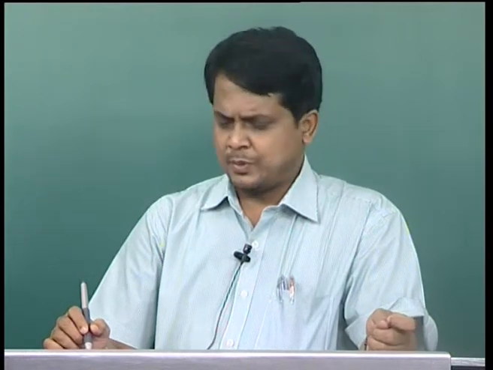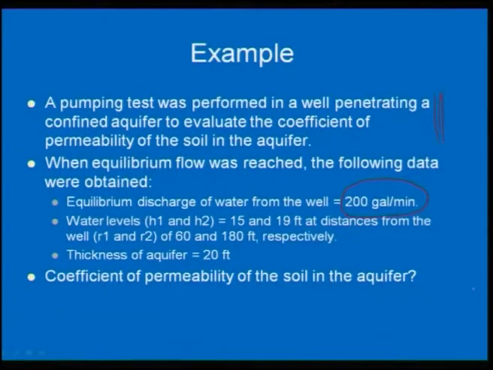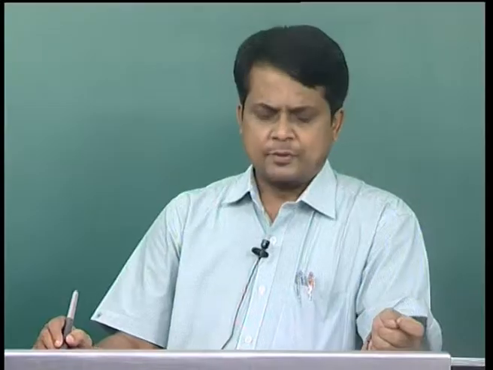Discharge is generally gallon per minute or cc per minute or cc per second, cc per hour. This is your discharge Q. Water level H1 and H2 are 15 and 19 feet at distance from the well R1 and R2 of 60 and 180 feet respectively. Thickness of aquifer is equal to 20 feet. So, find out the coefficient of permeability of the soil in the aquifer.